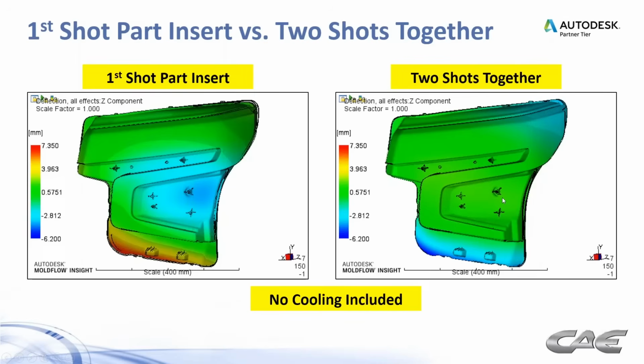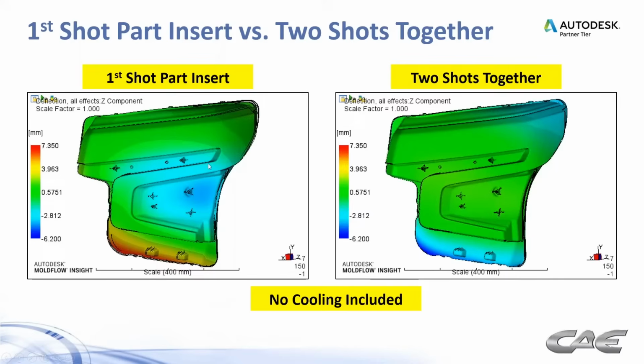So when we go to warpage analysis, this is what things look like when we do it two different ways. The first way on the left here is to model the first shot as a part insert. And the second way is to keep the two shots together so that the stiffness of those two shots, and the residual stresses from the filling analysis of the first shot are carried over to the second shot. This is what the warpage looks like when those are put together. No cooling was included on either of these, but you see what happens here. We got almost a complete reversal of the warpage results.